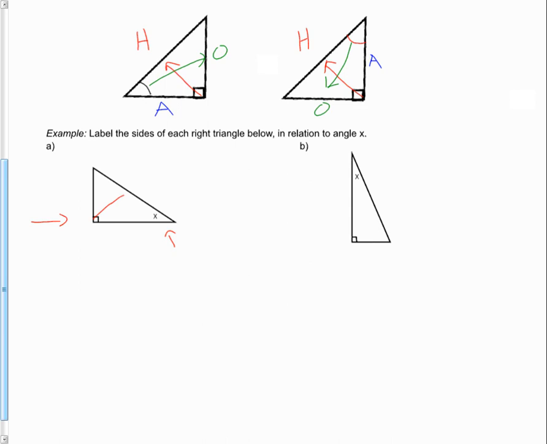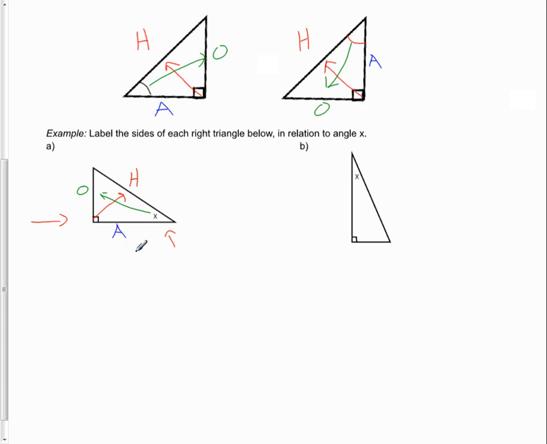Our hypotenuse is across from the right angle. Our opposite side is the side length across from the angle that we either have or are looking for. In this case, we are trying to figure out what angle X is, so the side across from angle X is our opposite side. And therefore, the third side must be our adjacent side.